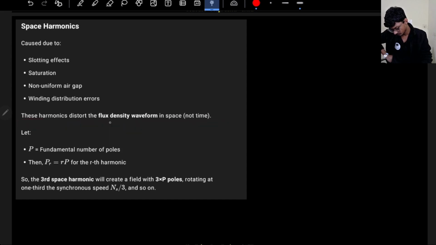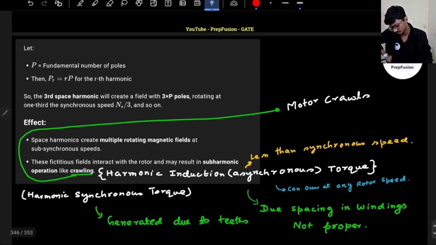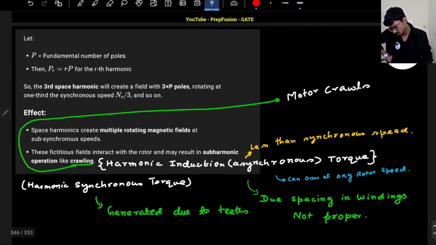So these harmonics distort the flux density waveform in space, not in time. If P is the number of poles, then due to space harmonics, it can generate Rp number of poles depending on the Rth harmonic. The same thing is written over here. For the third harmonic, the speed will become ns by 3, and the poles will become 3p, and so on.